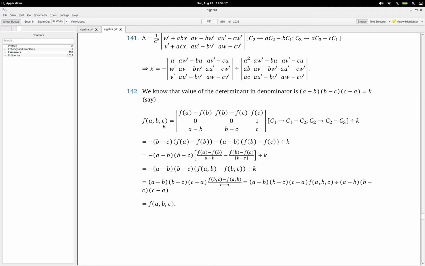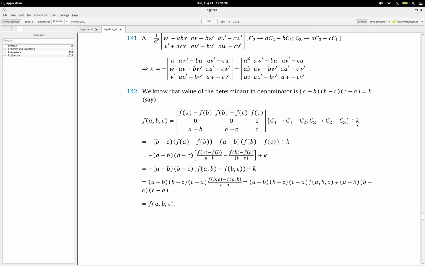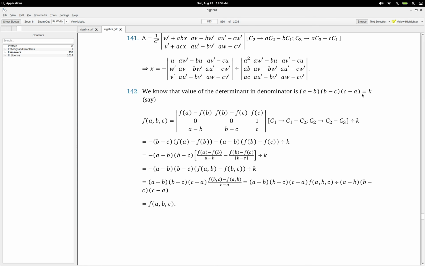So here we take f of abc and we perform c1 is equal to c1 minus c2 and c2 is equal to c2 minus c3, and we divide by k as well. I don't know where k is coming from. Okay, so the value of the determinant in denominator is a minus b times b minus c times c minus a. So this determinant, a minus b, b minus c, c minus a, is equal to k. That's what we have learned. So that's where k is coming from.